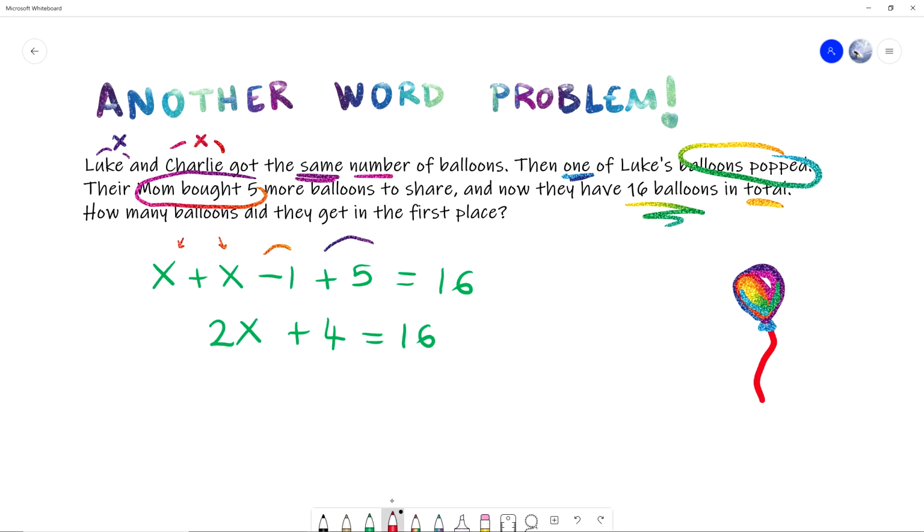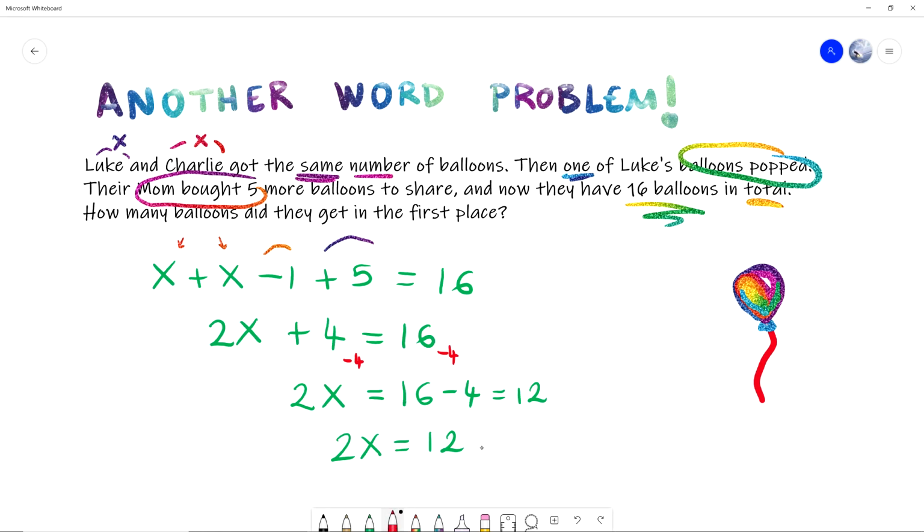Great. What else? After that, I subtracted 4 from each side. And that leaves... What equation did you get now? I have 2x equals 12, because 16 minus 4 is 12. Very good. So I have 2x equals 12, and then what?